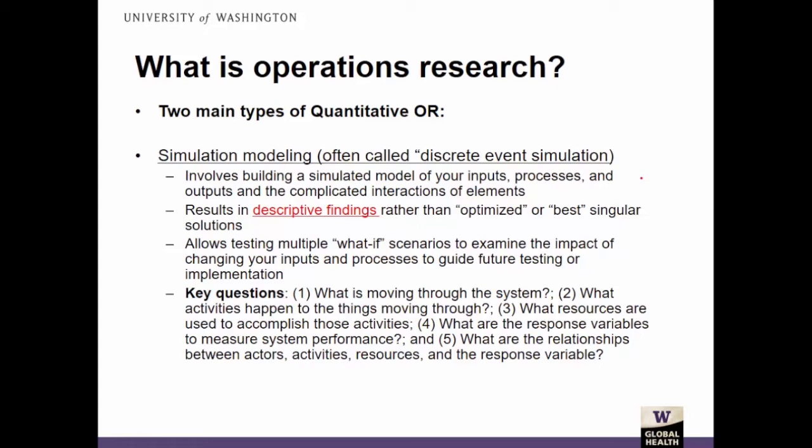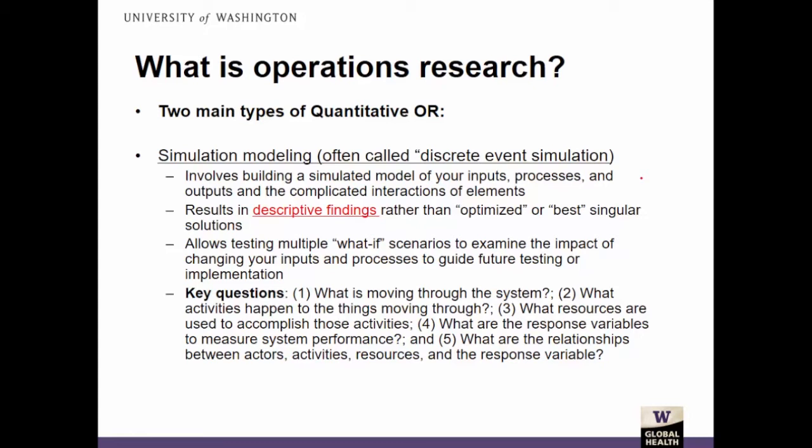There are some key questions for simulation models when you're thinking about implementing one. You want to ask, what is moving through the system? Is it a part? Is it a medication? Is it a person? What activities happen to the things moving through? Are people assembling a vehicle? Are people testing the quality of a drug? Are people providing care and providing surgery to patients with knee issues, let's say? What resources are used to accomplish those activities?